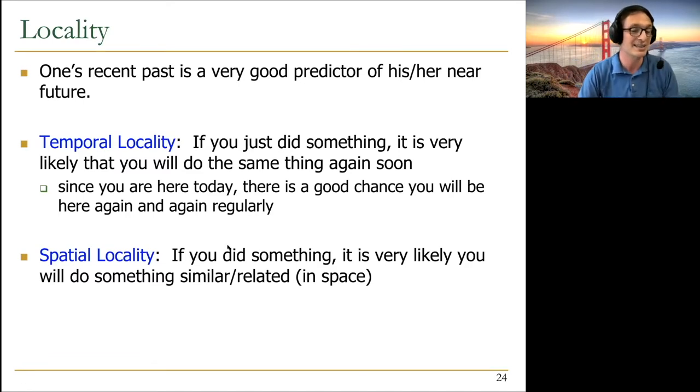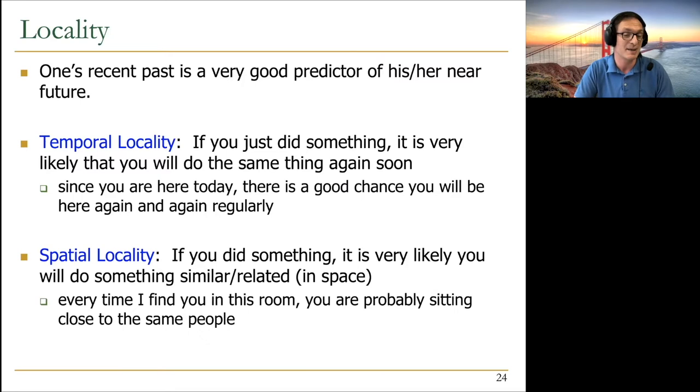Locality also happens in time and space, and spatial locality is a space version of temporal locality. Basically, it says that if you did something, it's very likely that you will do something similar or related in space. For example, if you were having a real lecture where people were actually sitting in a classroom, which we will hopefully get to next semester, unfortunately, you're missing out on that.